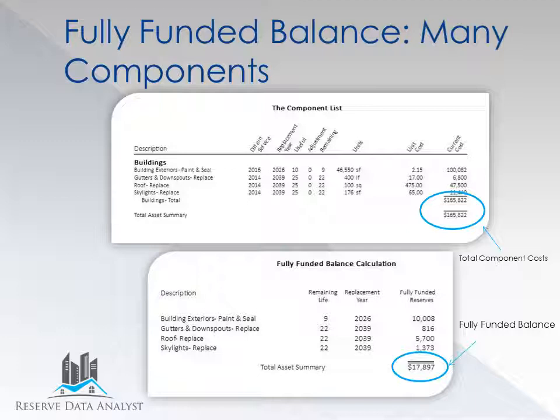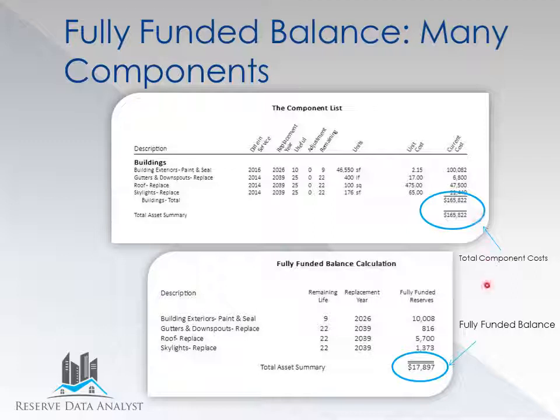Now, in a real life scenario, we're not just dealing with one paint component, we're dealing with many components with different ages, with different replacement years, with different useful lives, different remaining useful lives, and different costs, unit cost and total cost here. As you can see here, this $165,000 figure, that's the total component replacement cost. If you were to replace all the components now, that would be the cost in this particular community.